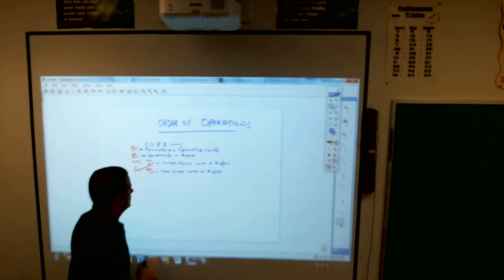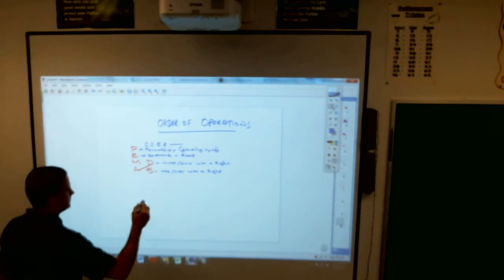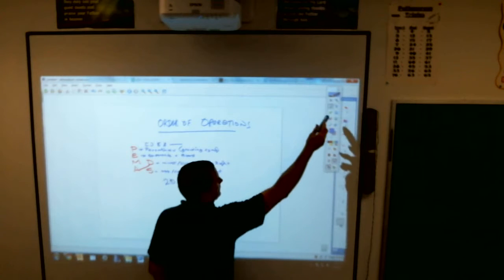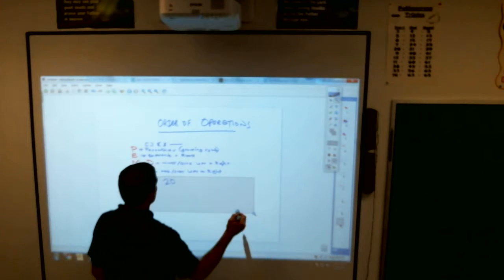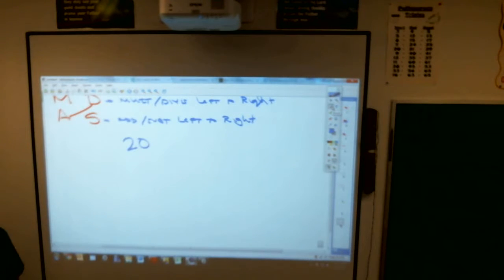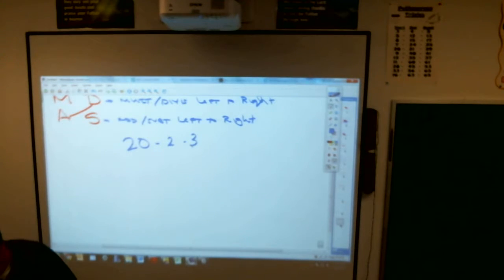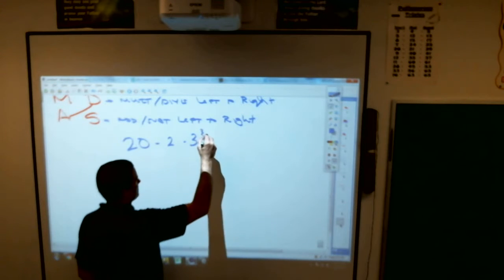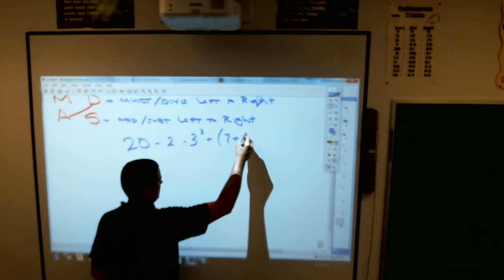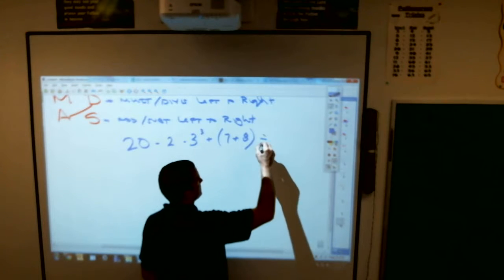And here's another place where, if you don't show your work, Mr. Hahn will be incredibly disappointed in you. Write this problem. Here's our example problem. 20 minus 2 times 3 cubed plus, in parentheses, 7 plus 8 divided by 5.